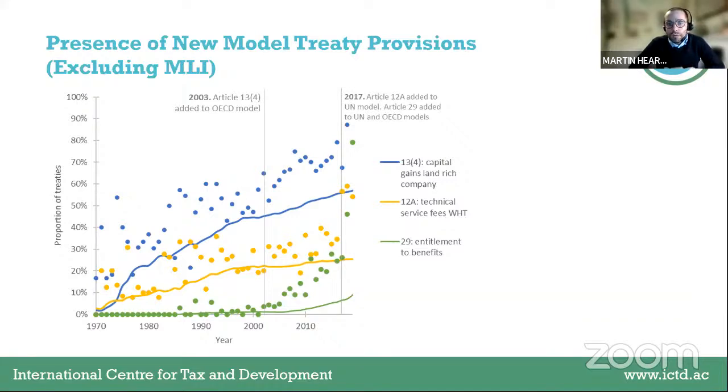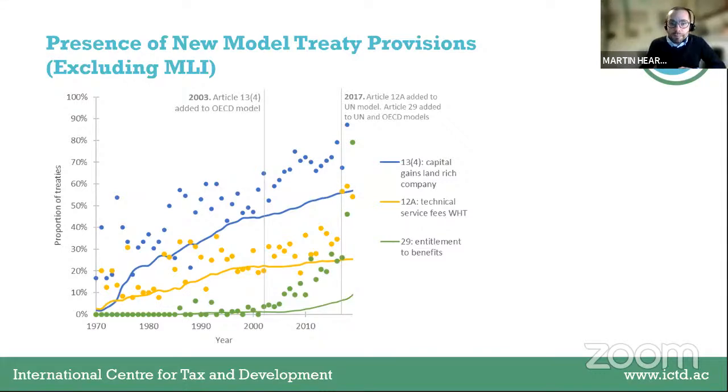So those are the treaties signed after the 2017 update to the UN Model Convention, which included Article 12A for the first time. So you can see the impact of including this provision, which was already common in a minority of developing country treaties. You can see the impact of including it in the UN model. It became much more common.